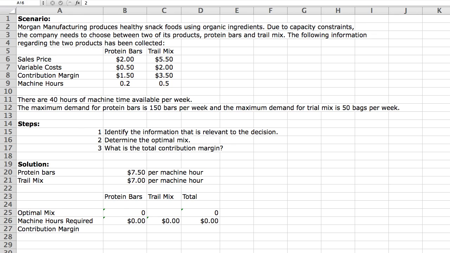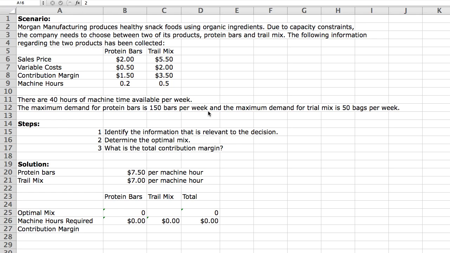The first assignment, 6A, is asking for a decision-making process on determining mix. The scenario it's providing us is protein bars versus trail mix. You're getting the sales price, the variable cost, the contribution margin, which is the sale price less the variable cost, and the amount of machine hours it would take to make each product. With this information, including the demand information down here, we're supposed to decide what's the maximum optimal mix to manufacture between protein bars and trail mix.